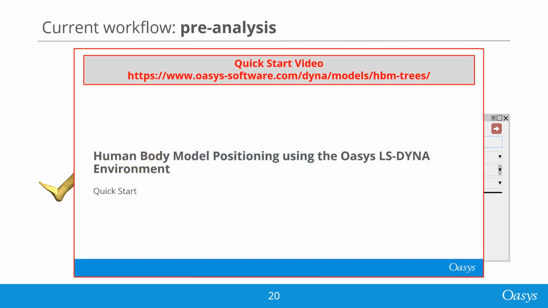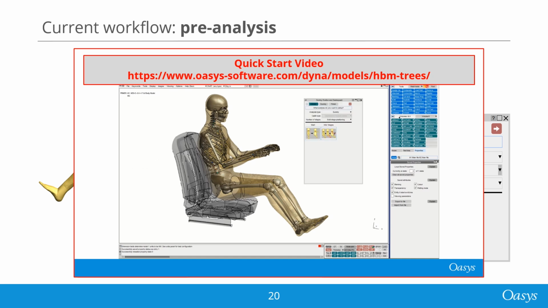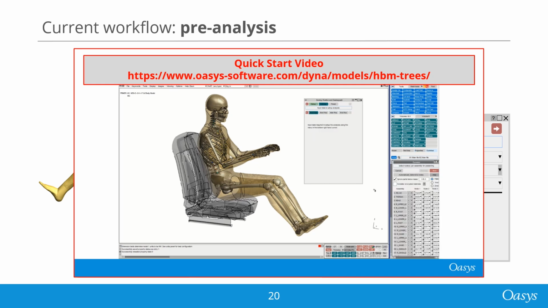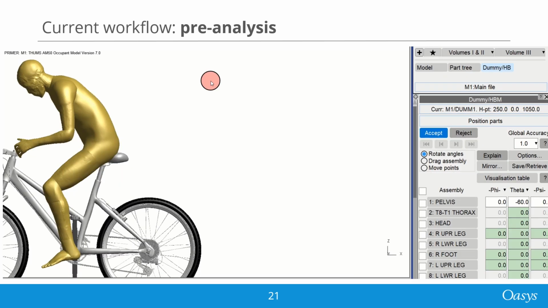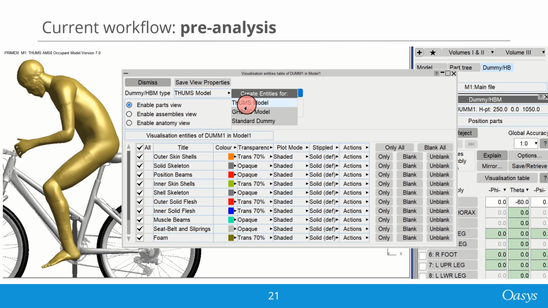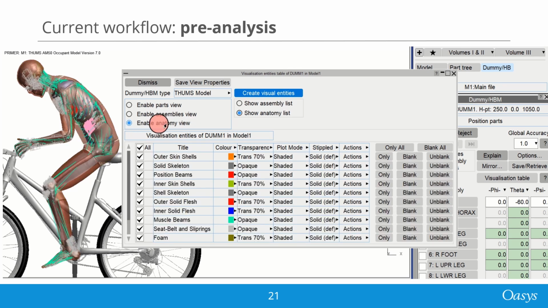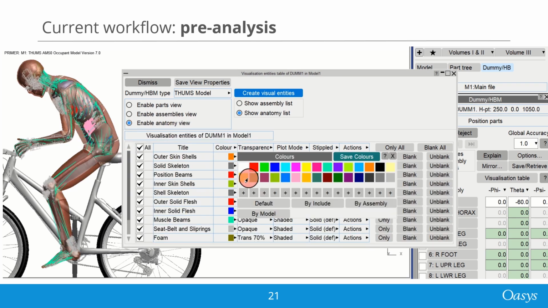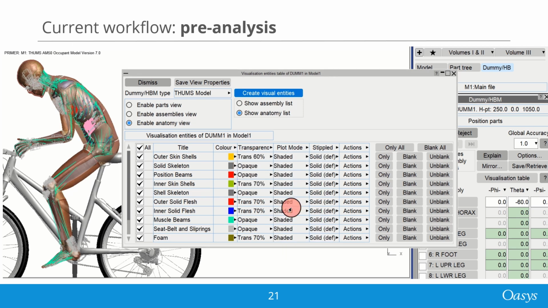Now, for a more detailed walkthrough of the panel, please refer to our quick start video tutorial on our Oasys website. For now, however, I'd like to highlight some new features we've introduced in Oasys Primer, as well as drawing your attention to some other useful features. In the HBM positioning panel, you'll notice that a new visualization table has been introduced in Primer version 20, making it easier to visualize and customize the visual properties of the different parts of a human body model when positioning. Visual entities are automatically categorized by assemblies or anatomy. Here I'm selecting the outer skin and bone structures.